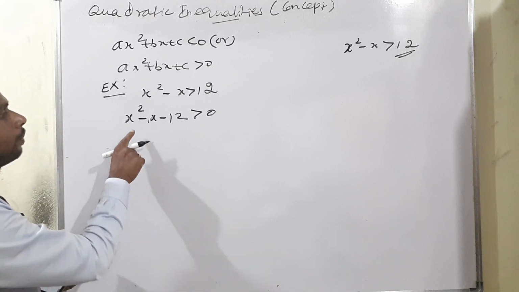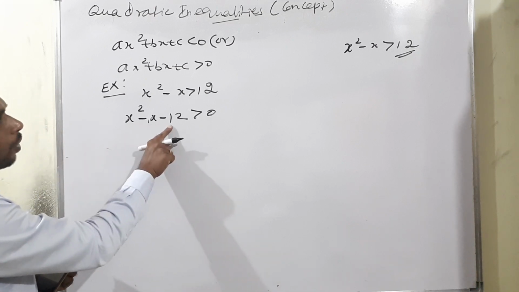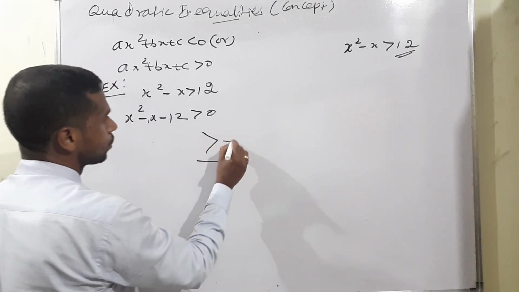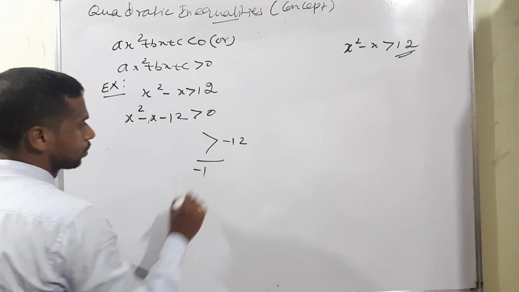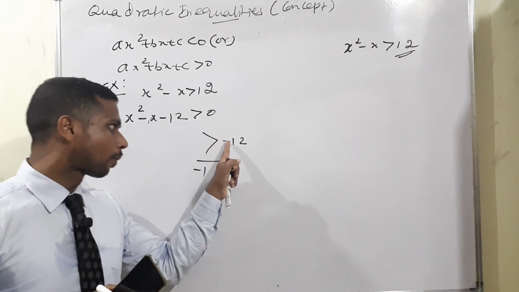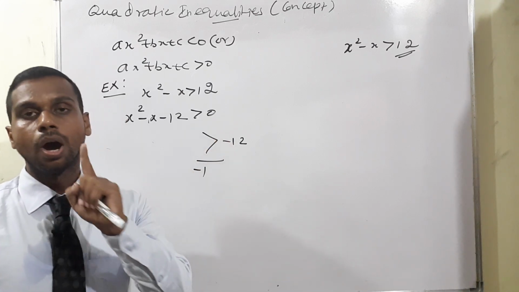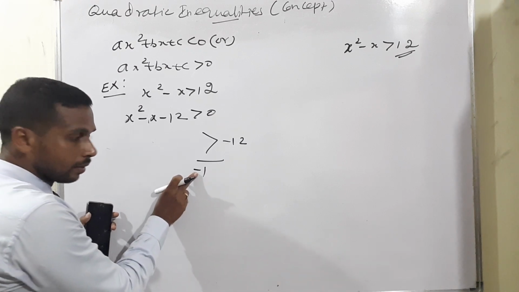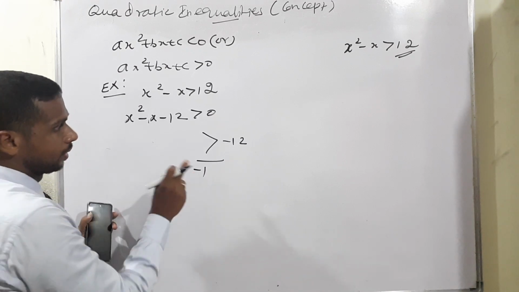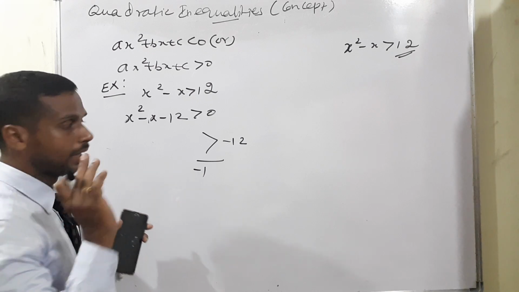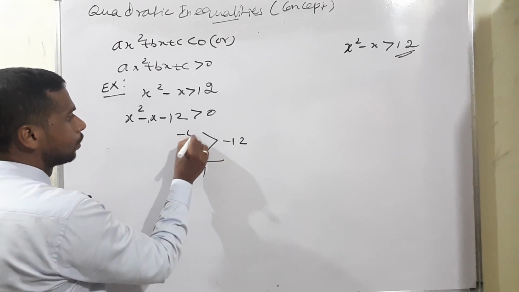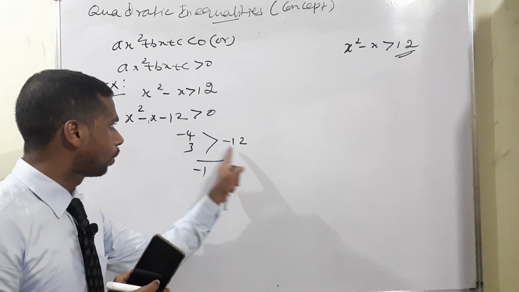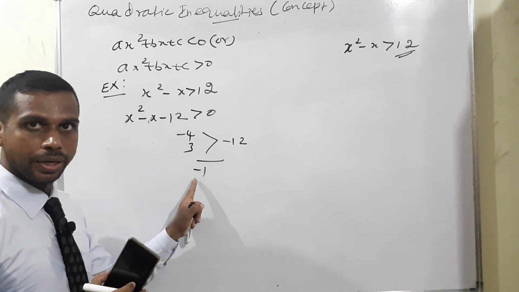So for the number line form, what do we have to do? Take the sum-product rule. Product means minus 12, sum means minus 1. Already I told you, if the product has a negative sign, we select one positive and one negative. But here the sum term has a negative sign, therefore the bigger number is considered negative. 4 threes are 12, so negative 4 and positive 3. Negative 4 into 3 is negative 12. Negative 4 plus 3 is equal to negative 1.